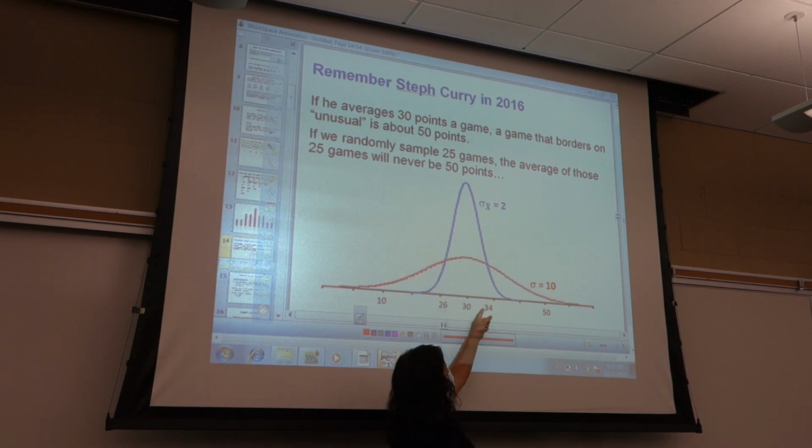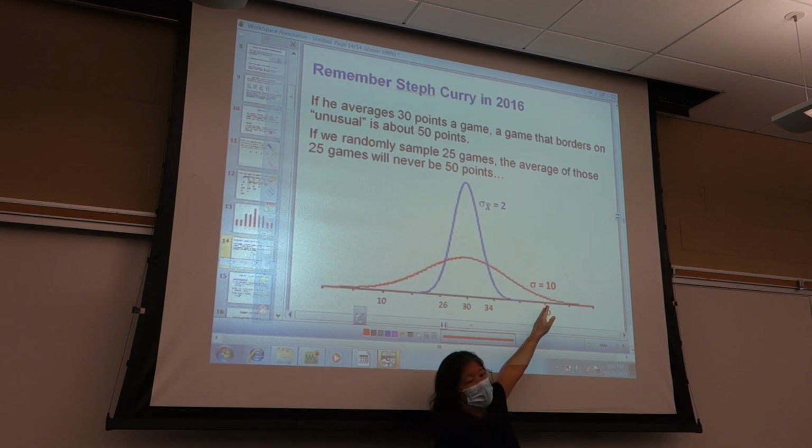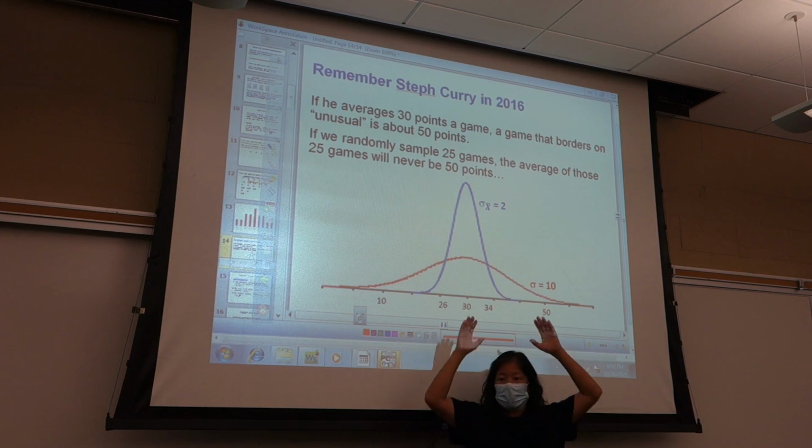And you'll see that they're all a lot closer to the middle, to the actual average, because if I take an average of 25 games, I'm not going to get 50. I might get 1 or 2 50-point games, but I'm also going to get some 10-point games, and they're going to kind of balance each other out. So you're going to get something a lot closer.